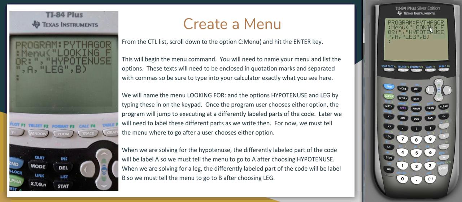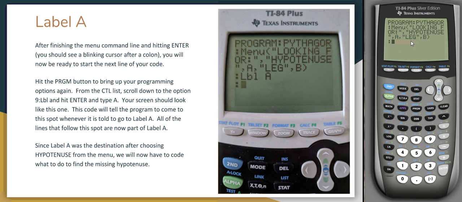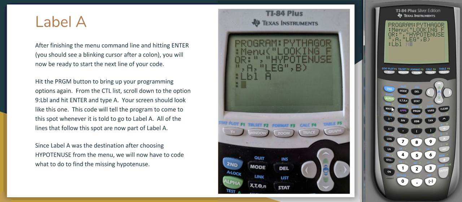So what we are telling the program right now is that we are going to choose between the two things we are looking for. Are we looking for the hypotenuse, that's option A, or are we looking for the leg, option B? I shouldn't necessarily use the word option, these are labels. So label A is what happens when we're looking for a hypotenuse, label B is what happens when we're looking for a leg. Now to label different parts of your program, go back to the program, scroll down to label, hit enter again, label A.